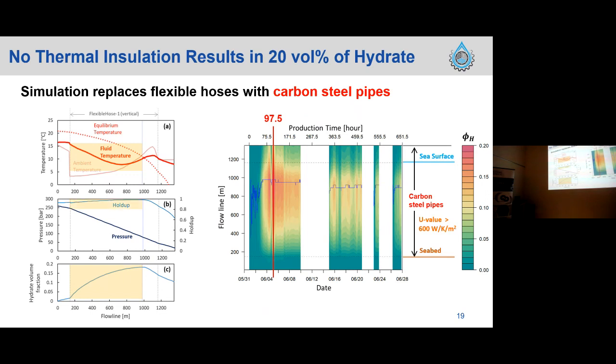And another interesting point is that holdup is increasing, approaching 1, and eventually it becomes 1. So it means that there is no available gas in the production line. So in this situation, the availability of gas limits the hydrate growth.